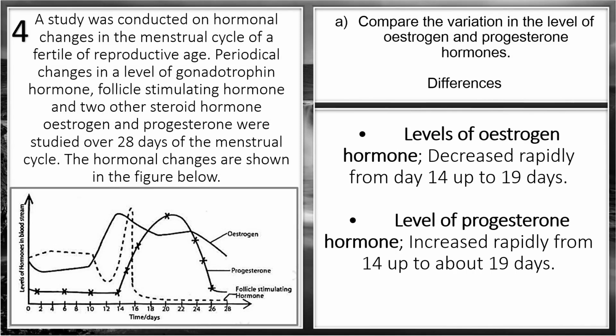Then the level of estrogen decreased rapidly from day 14 up to day 19. So from day 14 up to around 19, estrogen decreased very rapidly. But when you look at progesterone hormone, it increased rapidly from day 14 up to day 19. It was increasing rapidly.